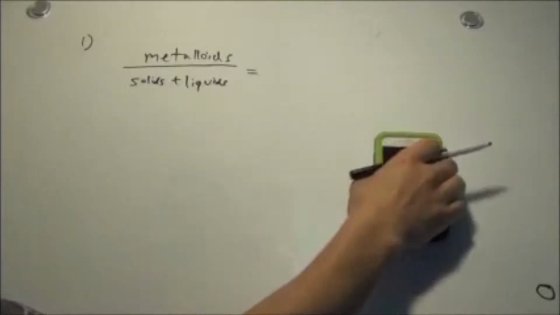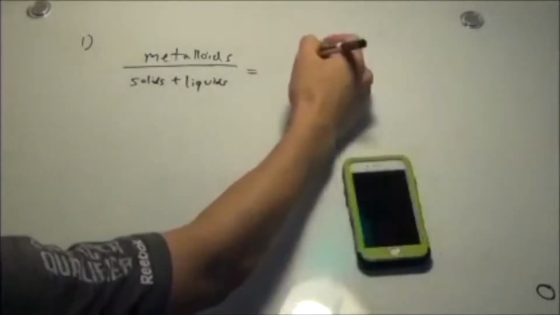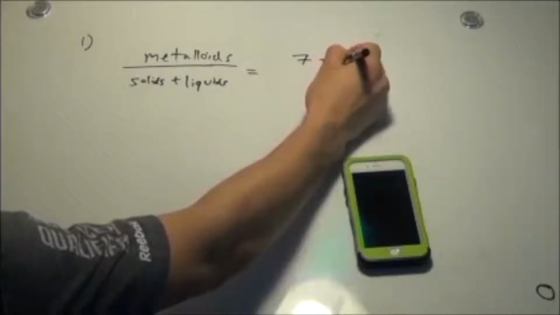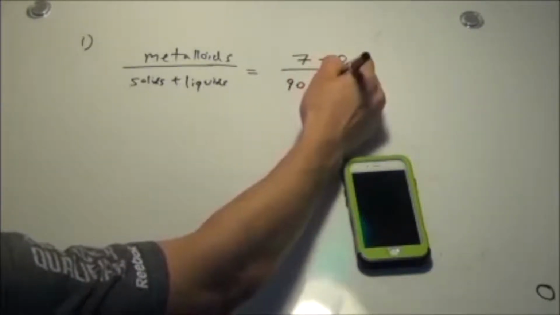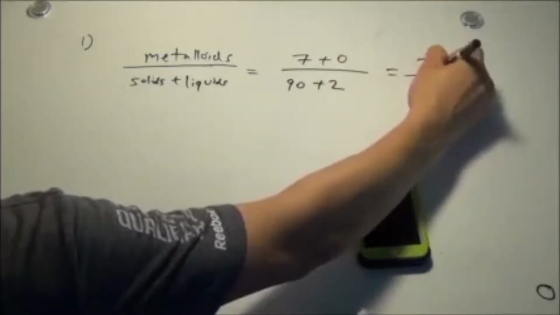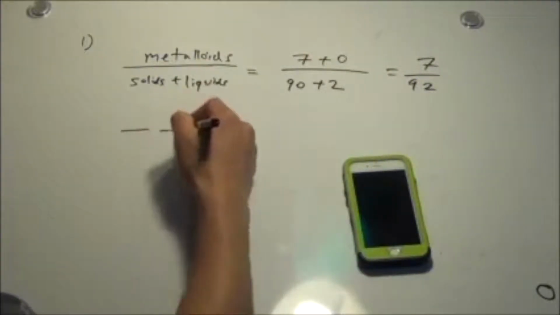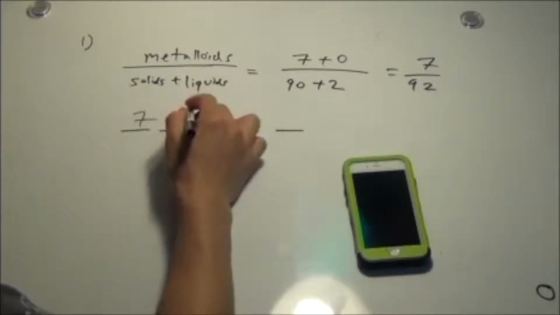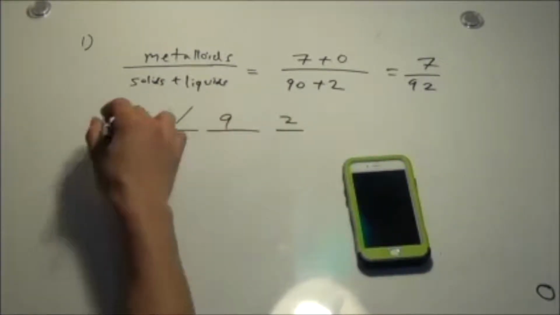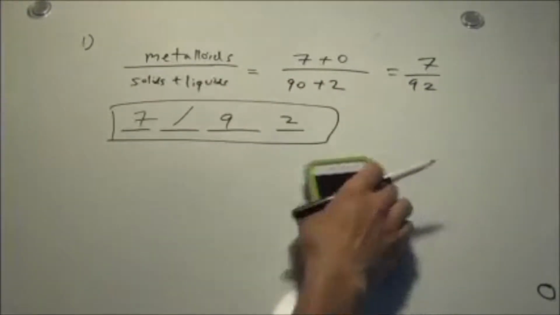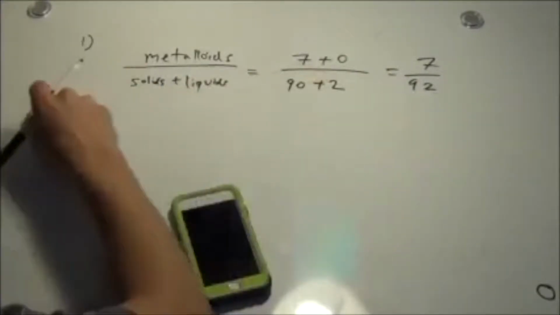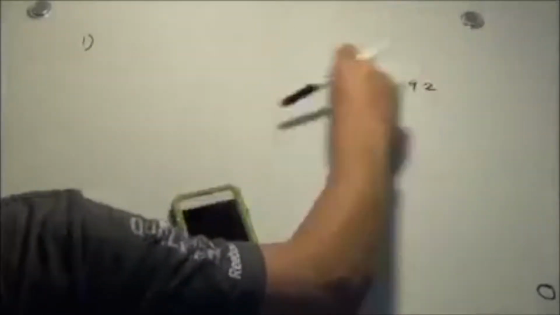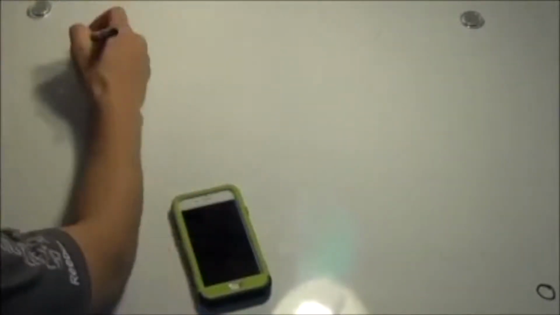And in the table, we can see that for metalloids, there's 7 solids and 0 liquids, out of the total solids, 90, and 2 liquids, which gives us 7 over 92. You can grid that in because you have 4 grids here, 7 divided by 92. So there's your answer to number 1. You can also put that into a calculator and spit it out as a decimal as well. Let's move on to number 2.